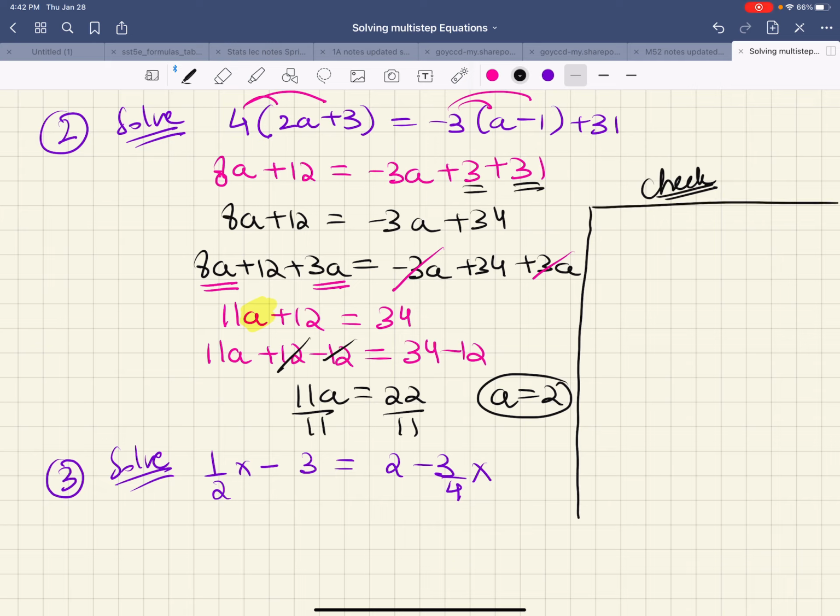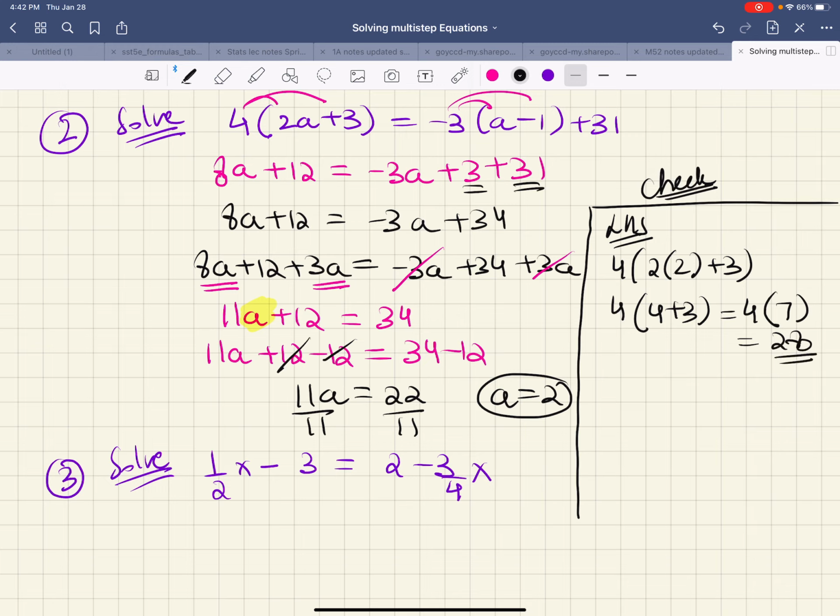Your left-hand side and right-hand side both should turn out to be equal. So I'm going to first check the left-hand side because I have shorter space here. So 4 times (2 times 2 plus 3), which turns out to be 2 times 2 is 4, plus 3, which is 4 times 7. 4 times 7 is 28. So my left side is 28.